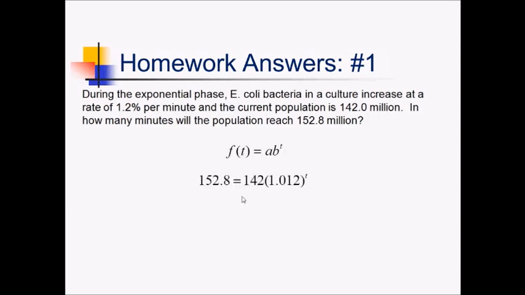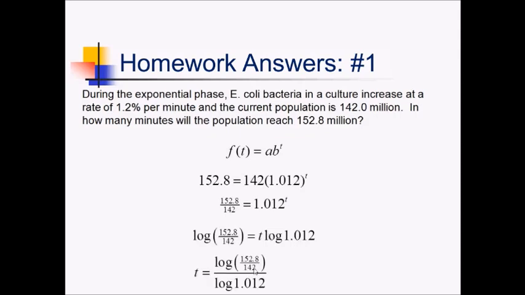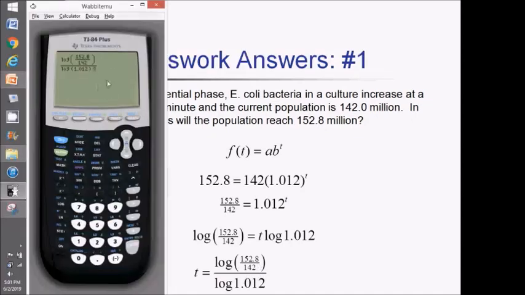All right, so to solve for t, we have to isolate the exponential term, divide both sides by 142. And now to get t out of the exponent, we're going to log both sides. So we have log of this fraction equals t log of 1.012. Dividing both sides now by log of 1.012 to get t by itself, we're going to end up with whatever the calculator gives us. So here's what I'm entering in my calculator.